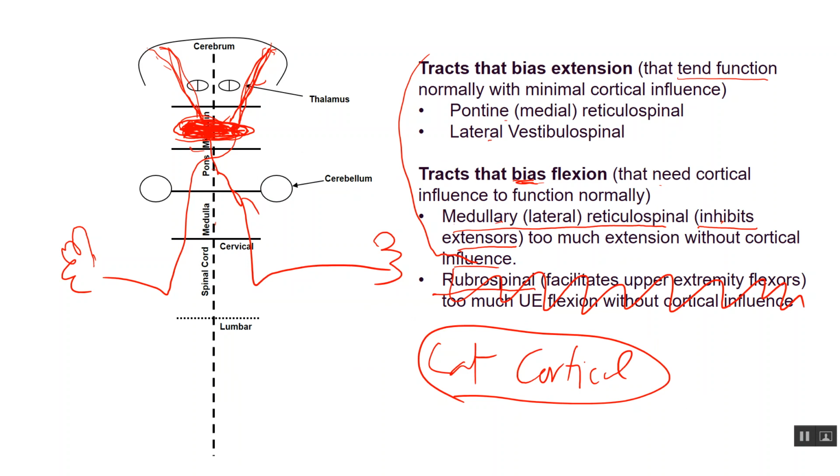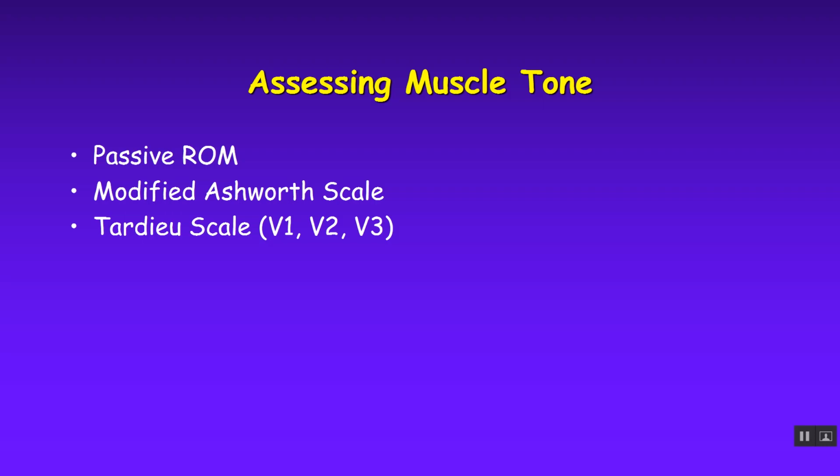Let that absorb a little bit. So, all right. Now we're going to talk about assessing muscle tone. If we have a problem with muscle tone, we assess it through passive range of motion, which we'll do in class in a little bit. And then there are a couple of different scoring systems we can use. None of them are that great. They don't have the best reliability and validity, but they're what we can use in a pinch in the clinic.